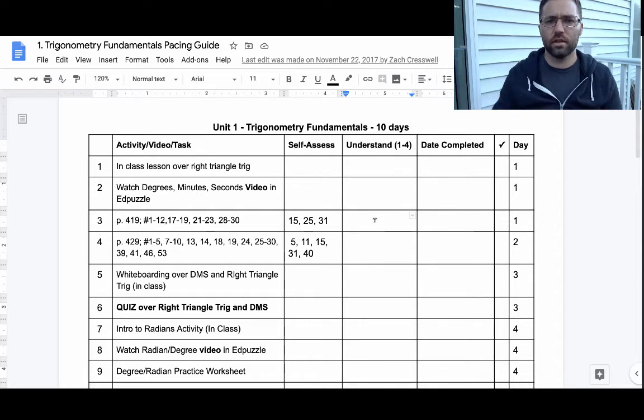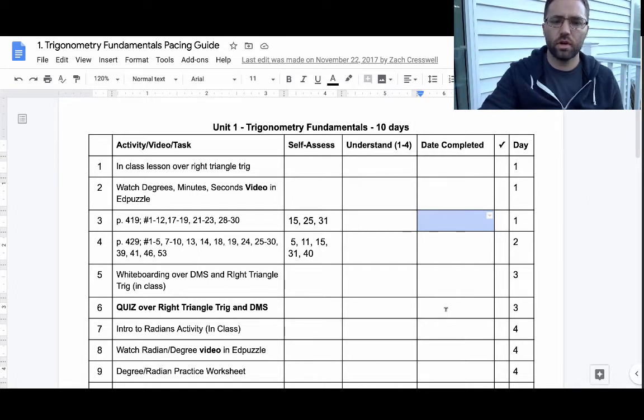1 being they're completely lost, and 4 being they understand it very well, or it might have been the other way, but you get the idea. They could also check the date that they completed it, but this date column was mainly for the quiz and test date, so that they could write those in there. And then I gave them a suggested pacing over here on the right. They could also check off when they got something done. But here's my suggested pacing.